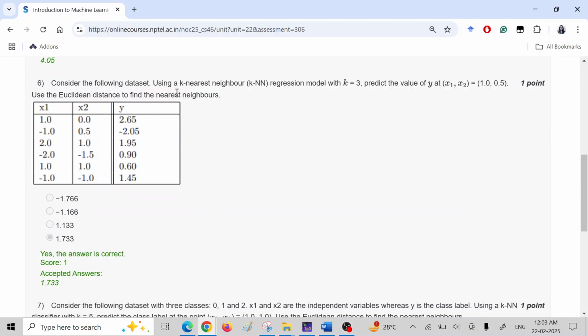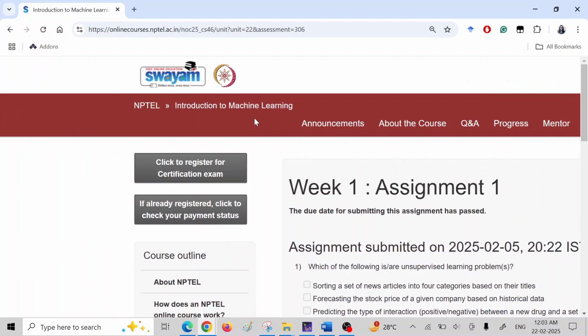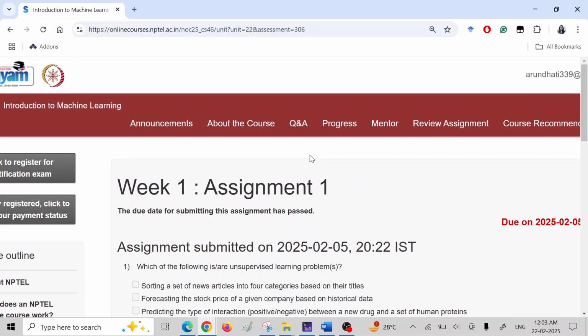Hello everyone. Today I am going to discuss one problem on the k nearest neighbor for a regression model. This particular question is a standard question from the NPTEL course Introduction to Machine Learning.